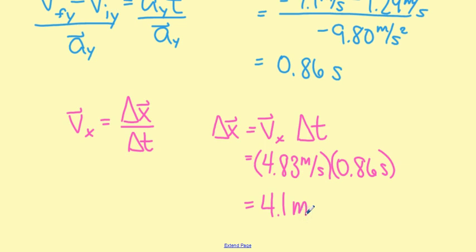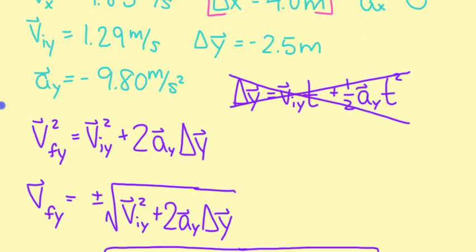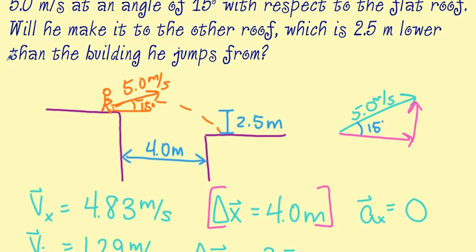Now let's compare that to the delta x between the two buildings. It's 4 meters between the two buildings. That means that our stuntman just barely makes it, which is what we usually want in an action movie. We don't want him to be super safe, we want him to just barely make it. So the answer is yes, he does make it to the other roof.